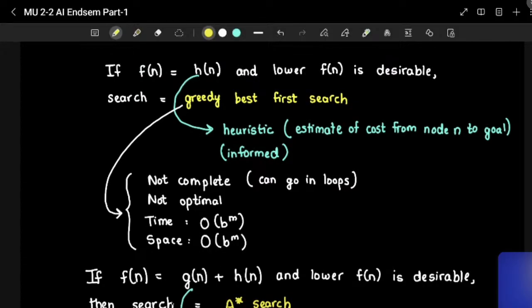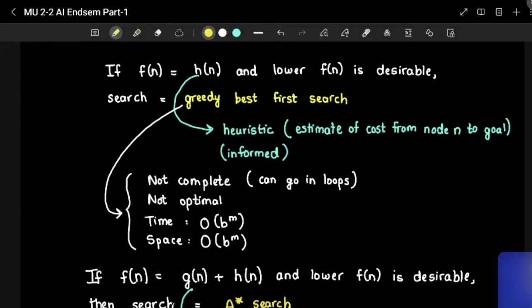So by definition, if your evaluation function is nothing but this heuristic, here you're not checking how much cost you have incurred until now. You're only checking what is the cost from the current node to the final node. That makes it greedy best first search. If you look at the evaluation of this search strategy, is it complete? No, it's not complete. There are cases where it can go in loops, and there are cases it is not guaranteed to give an optimal solution. See, it's not even complete. How can it be optimal? It can't.